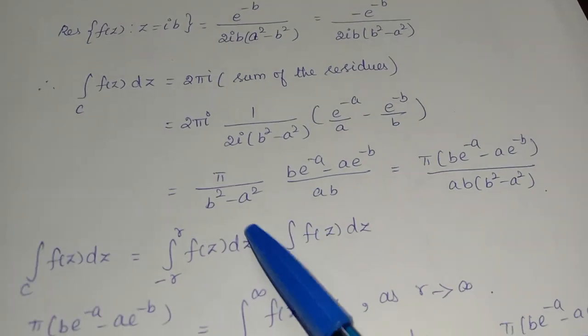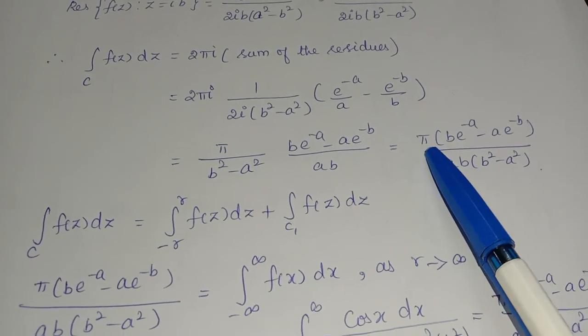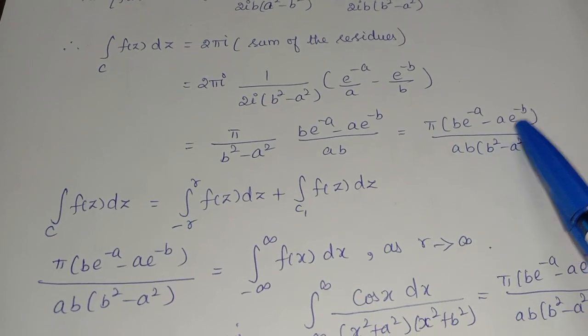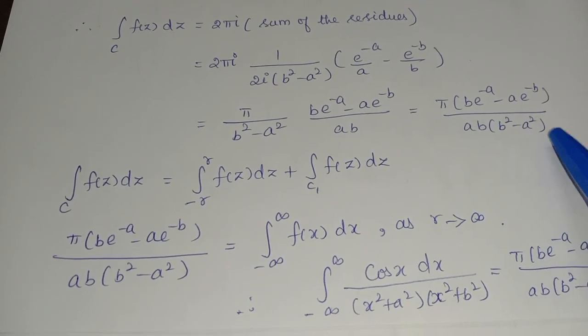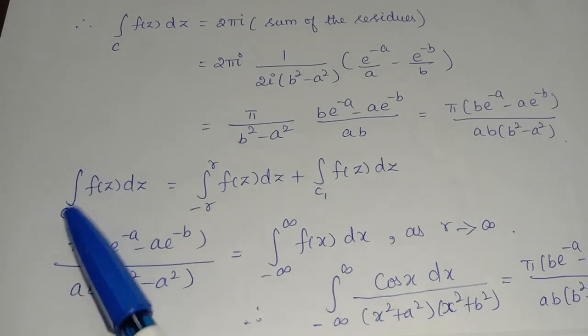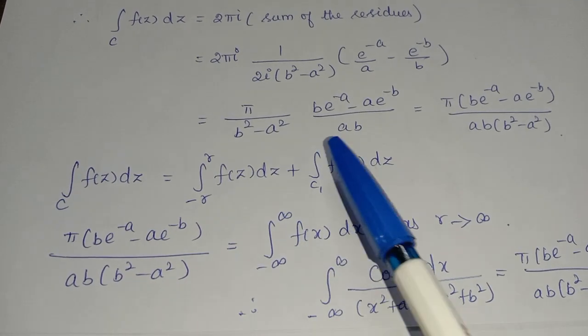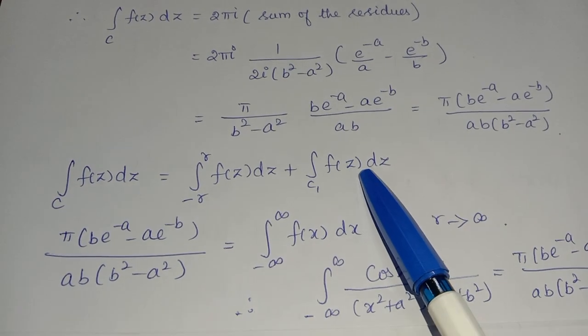Do the simplification. So finally what we get is the integral over c of f of z dz equals pi into b e power minus a minus a e power minus b by ab into b square minus a square. What is the formula? Integral over c of f of z dz equals integral from minus r to r of f of z dz plus integral over c1 of f of z dz.